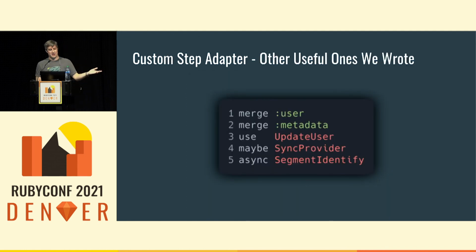The other interesting step adapters we have are use, maybe, and async. Since we have so many transactions, the use comes where we just want to call another transaction from this one. And if that transaction fails, then this one fails. But sometimes you don't always care if the transaction you're trying to call fails. And so we have the maybe step.